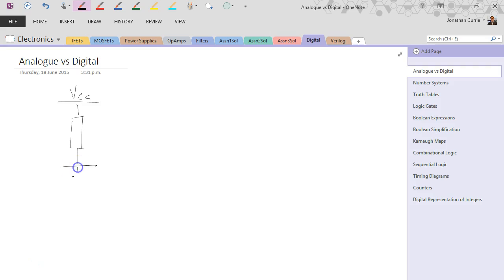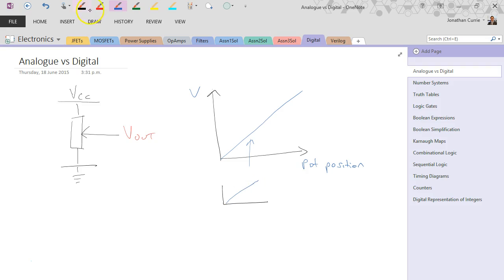Alright, so in this case I've got VCC and ground, and I've got a variable resistor. The output voltage, as a function of the variable resistor position, would do something approximately equal to this, where on this axis we have voltage and on this axis we have pot position. But what we note is that even if we zoom in on this curve, we would still see a smooth continuous line.